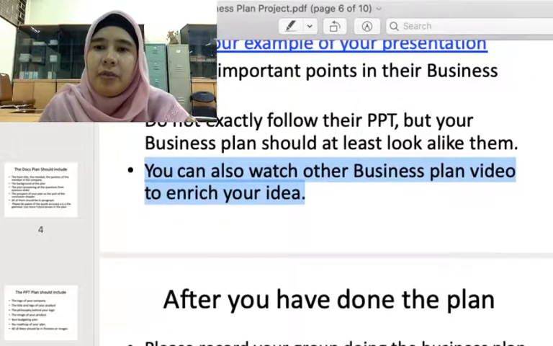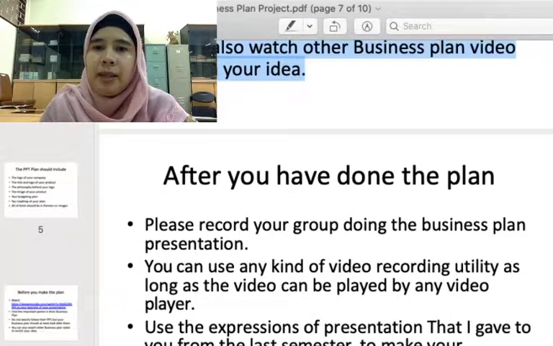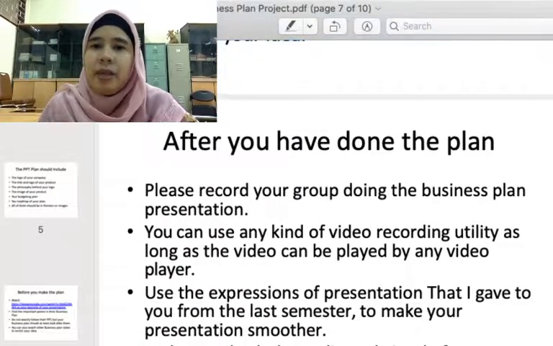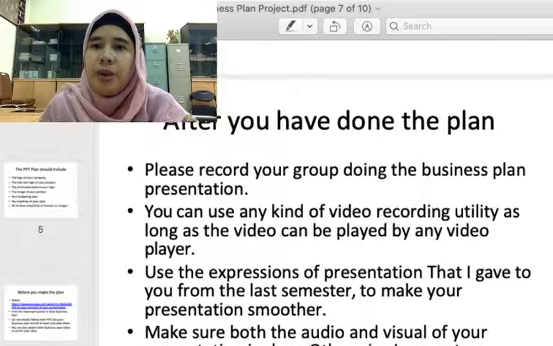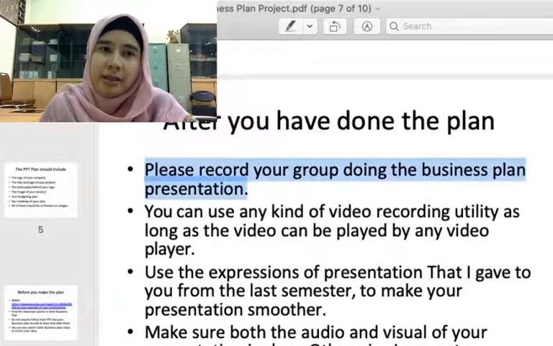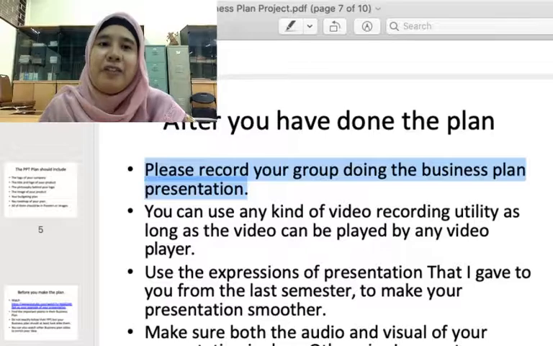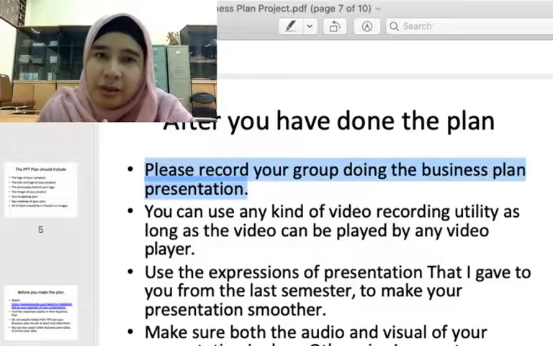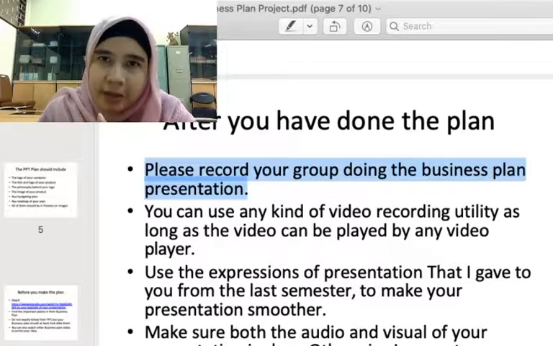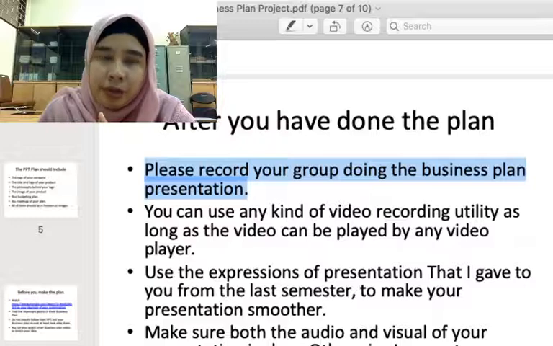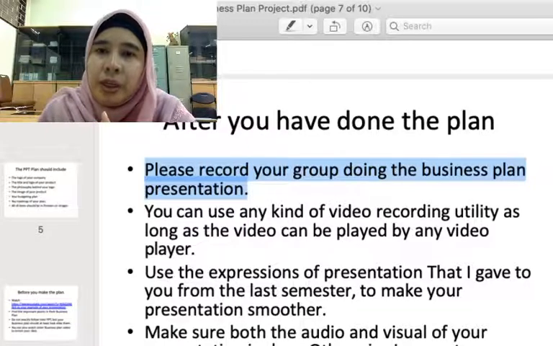Okay, after you have done the plan, please record your group doing the business plan presentation. Okay, so after you have done making the proposal, both in PowerPoint and also in Microsoft Words, you have to also record your group presenting your business plan.